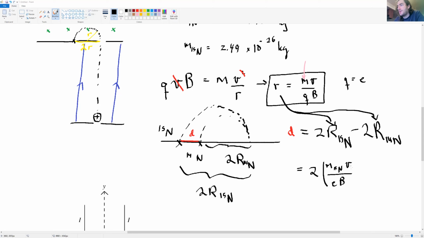Okay, so let's open this question up to everyone here. How do we figure out the velocity here? Do we even need to figure out the velocity? So the nitrogen-14 mass times their velocity divided by e times B here. Right, and so this should give us some answer. This is the answer we're looking for, but we don't know V. Did they give us B? They also do not give us B.